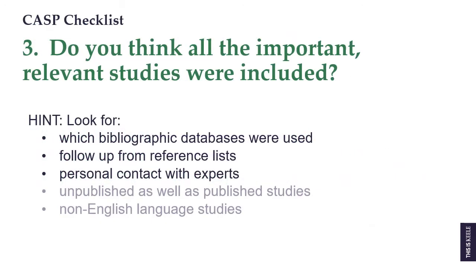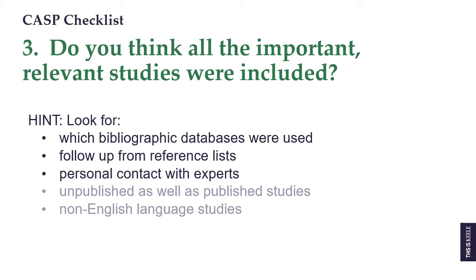So the third question on CASP, do you think the important relevant studies were included? So a good systematic review relies on a thorough, structured, systematic search for studies. If the search wasn't reliable, then the rest of the review isn't going to be very helpful. The review report needs to say the databases searched and also other methods used to back these up, such as looking through references of the included studies and asking experts in the subject area.